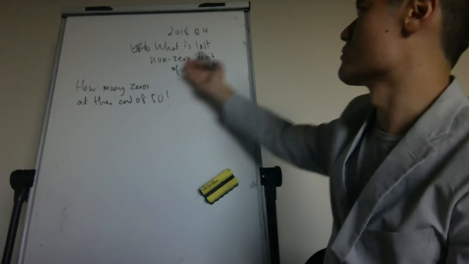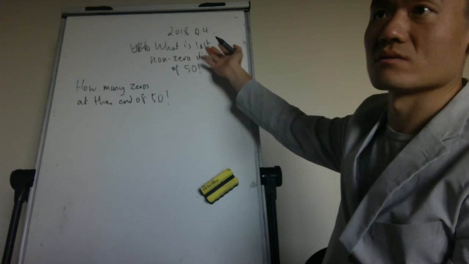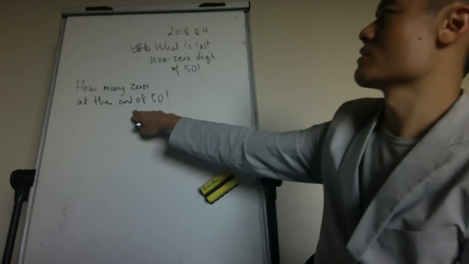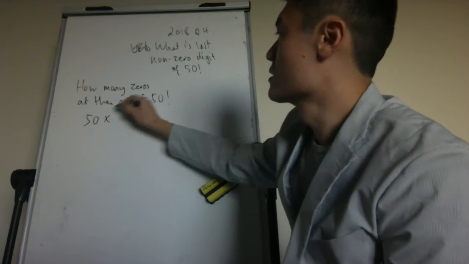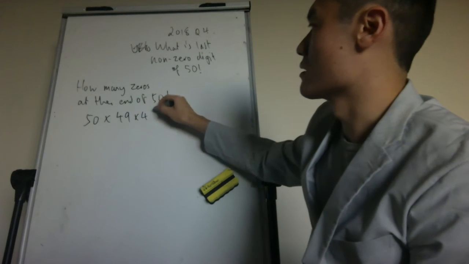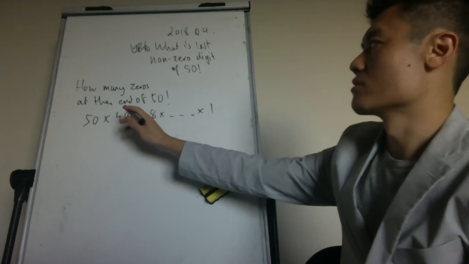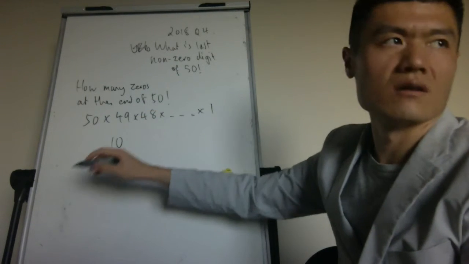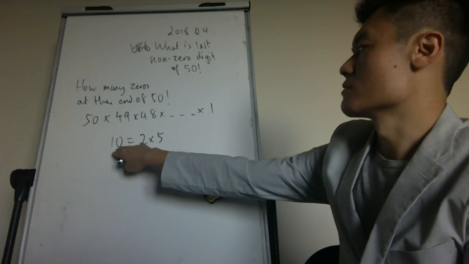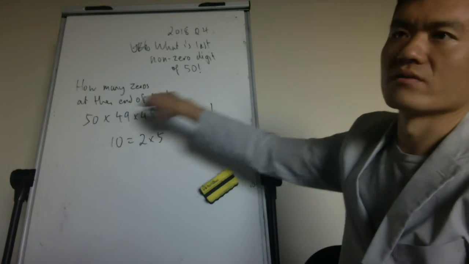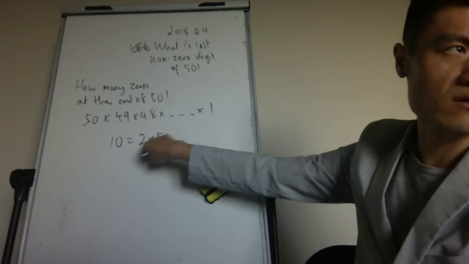If you know that, then for the last non-zero digit, you would try to get rid of all the zeros and then find the last non-zero digit. So 50 factorial is 50 times 49 times 48, all the way down to 1. To make a 0, you need a factor of 10, and 10 is 2 times 5. Since there are lots of 2's in all the even numbers, it becomes a matter of knowing how many 5's there are.